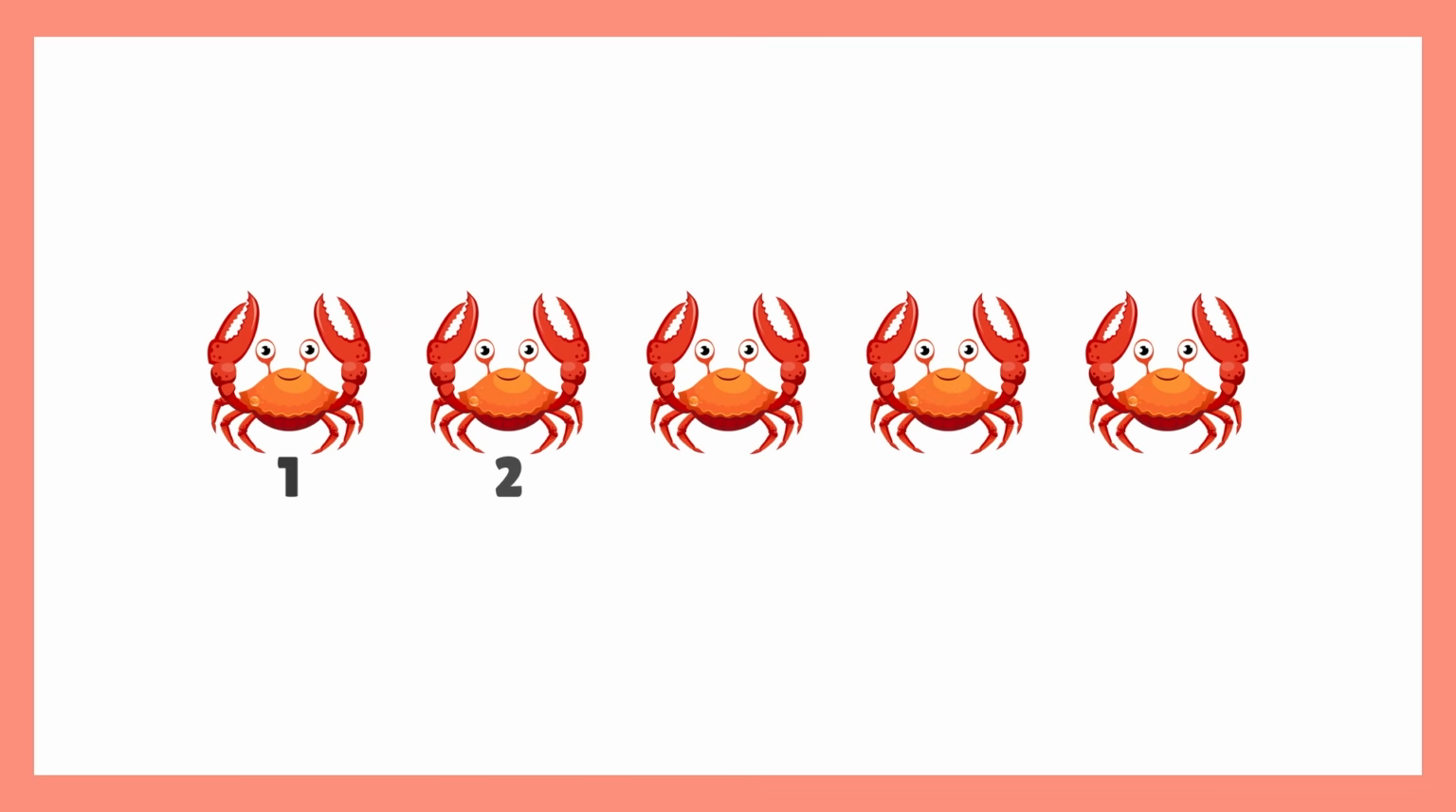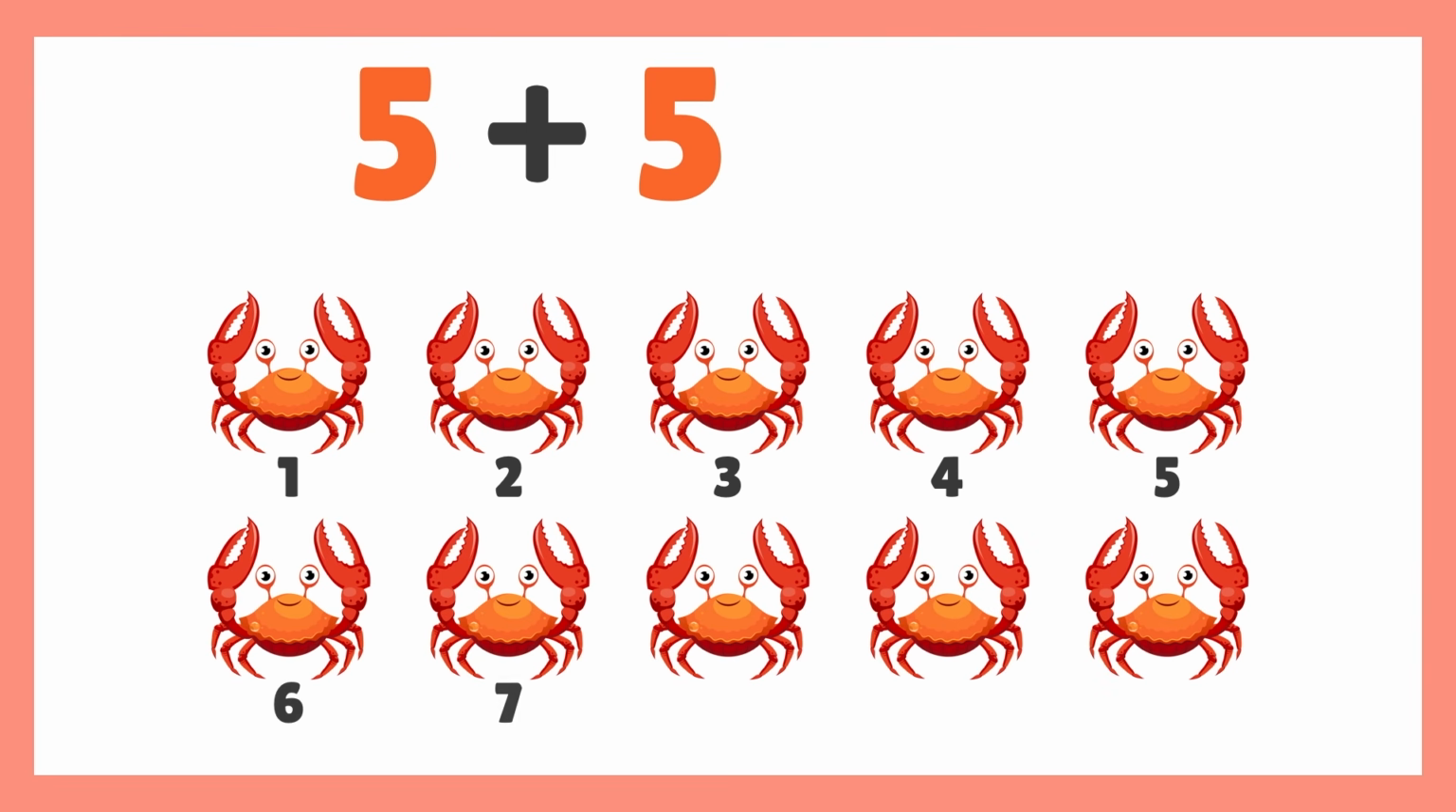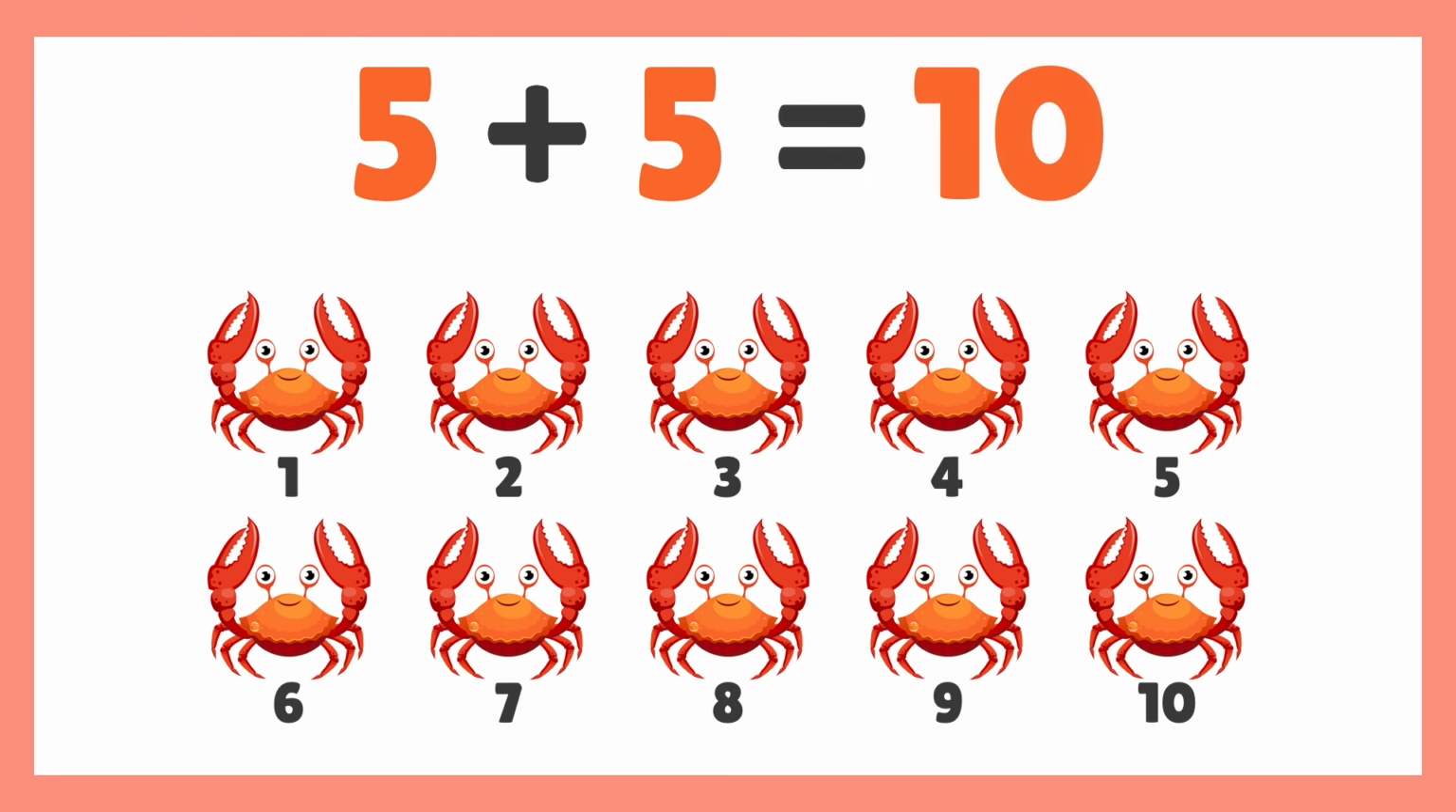1, 2, 3, 4, 5. There are 5 crabs in this row. Let's double these crabs and add another row of 5. We can find the total with the addition problem 5 plus 5. Let's keep counting past 5 to see how many total crabs we have. 6, 7, 8, 9, 10. Great! There are 10 crabs in all. So 5 plus 5 equals 10.